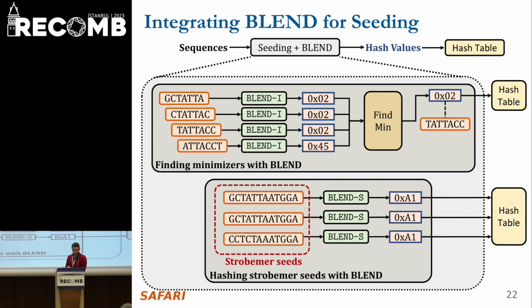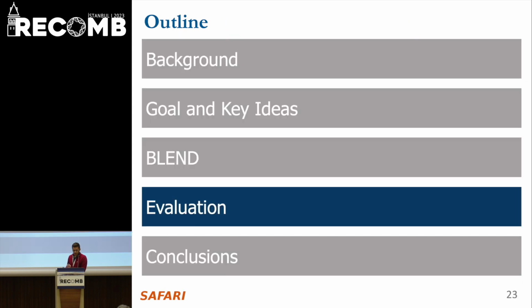Or we also use stop-mers. We calculate their hash values using Blend S. So I'll quickly go over the results in the paper.